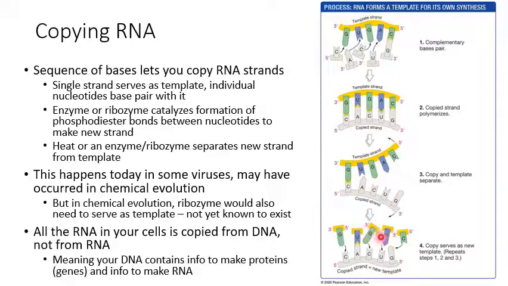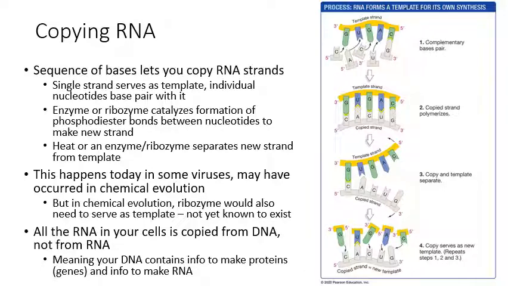Then you have more free nucleotides coming in, and you need to have an enzyme that's going to create phosphodiester linkages between them. And it can be the same enzyme that created those linkages earlier in the process. But of course, if we're talking about an RNA world hypothesis, this wouldn't be an enzyme we're talking about, it would be a ribozyme.